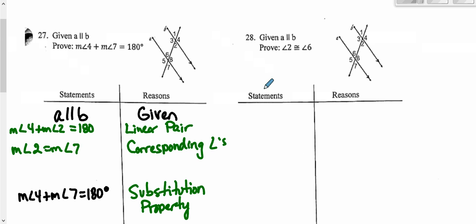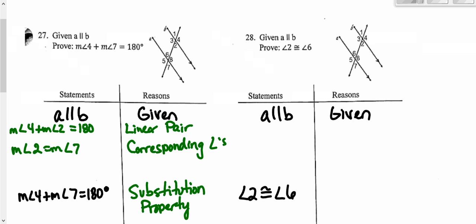It says that A is parallel to B. That's our given. We always put the given first. We want to prove that angle 2 is congruent to angle 6. So I put that at the end. Now I don't know my reason yet. We'll find that out. So earlier it was substitution. We'll find out here what this one is.